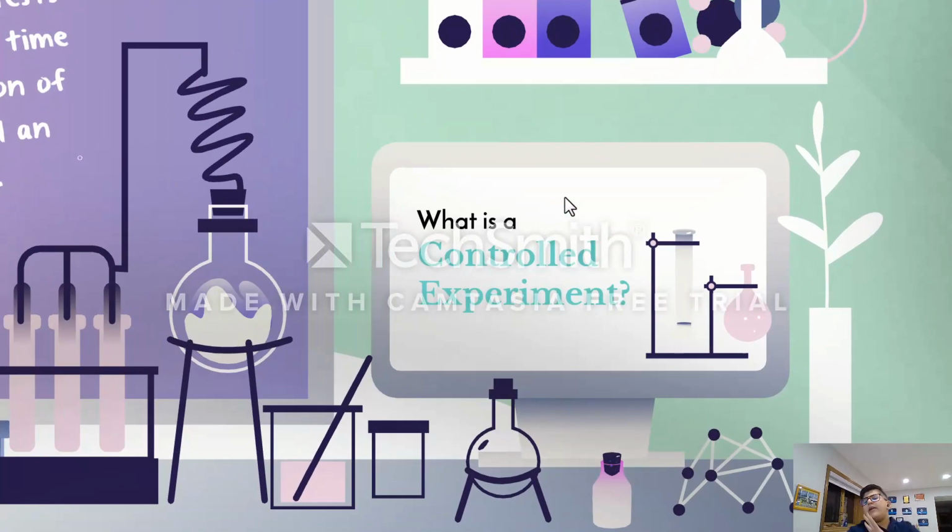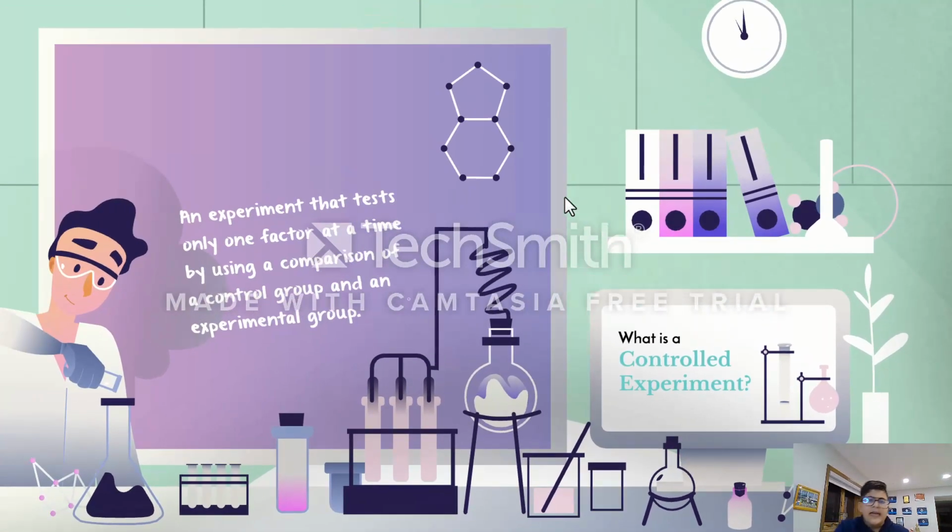So, what is a controlled experiment? It's an experiment that tests only one factor at a time by using a comparison of a control group and an experimental group. To put it in simple words, again, it's an experiment that would test the hypothesis using only one factor at a time.